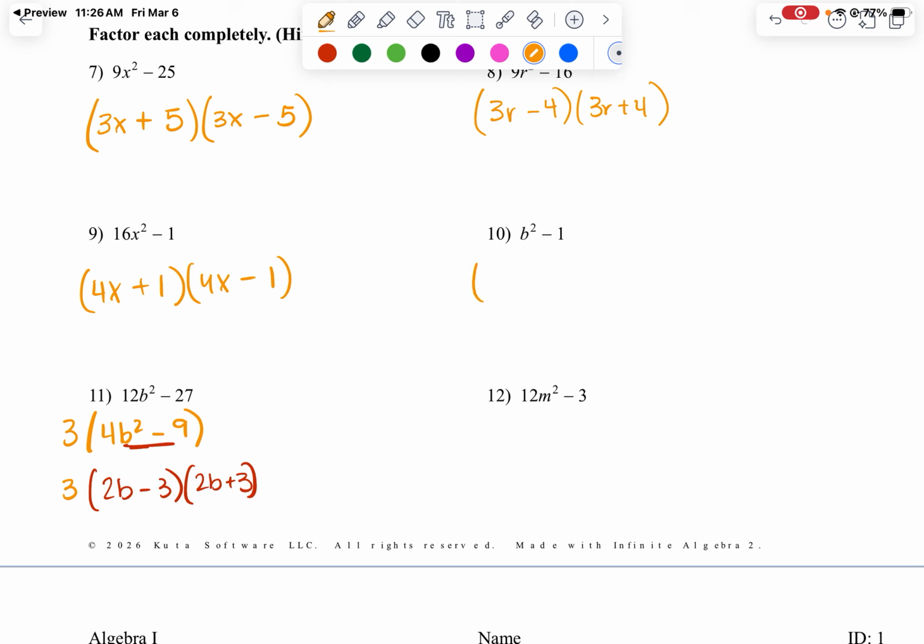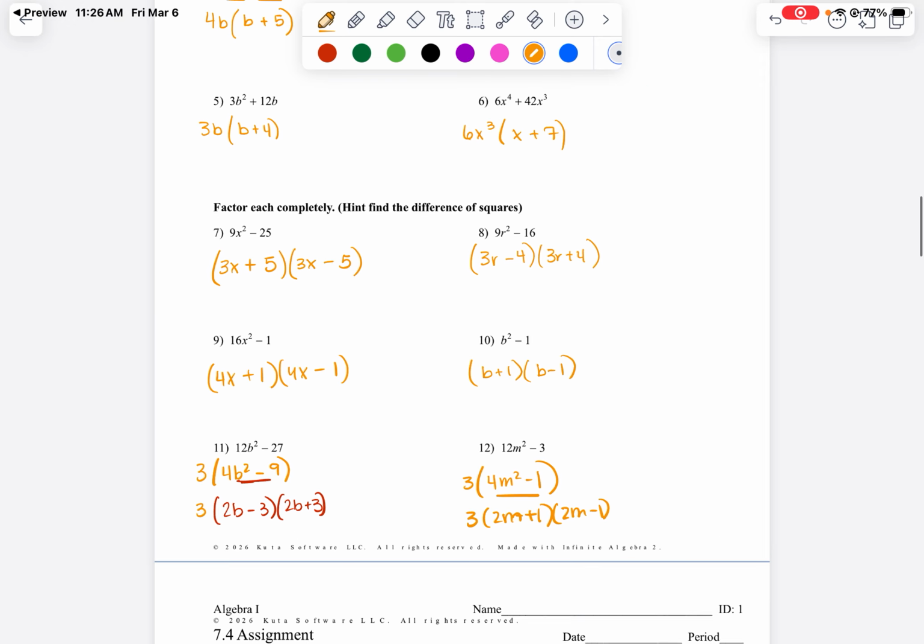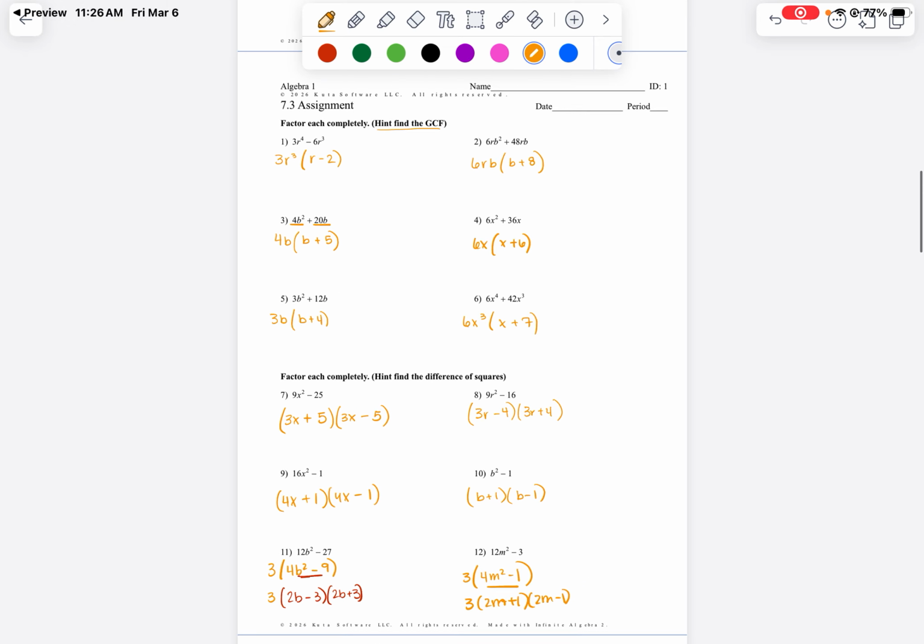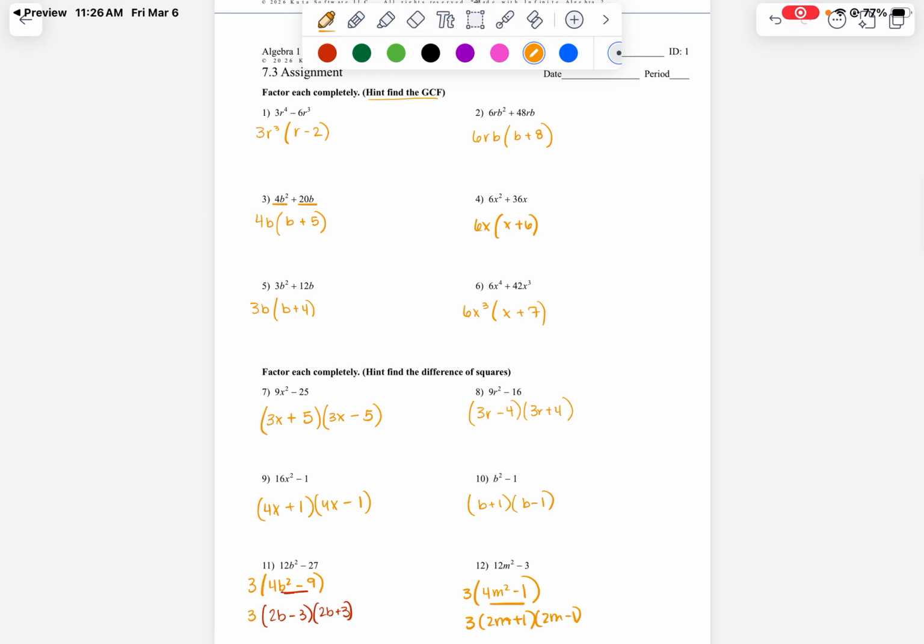Now, number 10's answer is b plus 1 times b minus 1, and number 12 has a GCF of 3, which leaves you with 4m squared minus 1. We can factor 4m squared minus 1 further by doing 2m plus 1 and 2m minus 1, put a 3 in front. So that is the answers to the 7.3 assignment. Remember, you are only responsible for questions 1 through 6 and your odd questions.